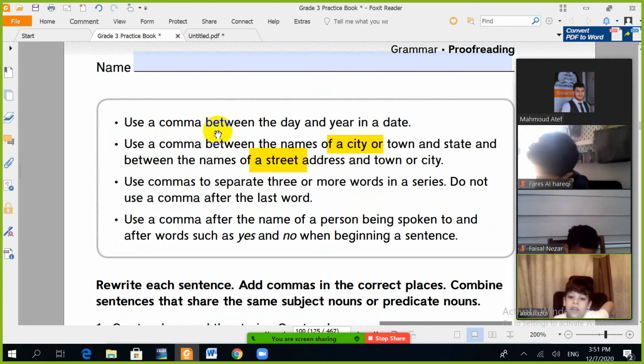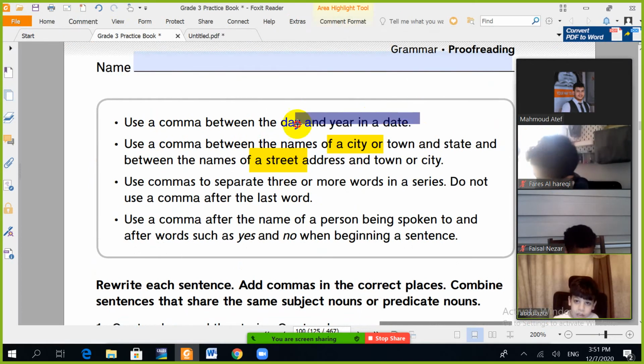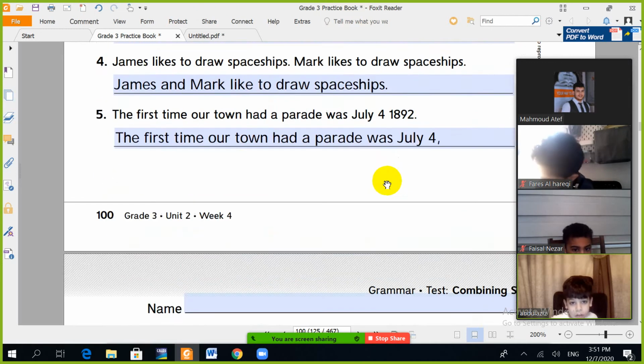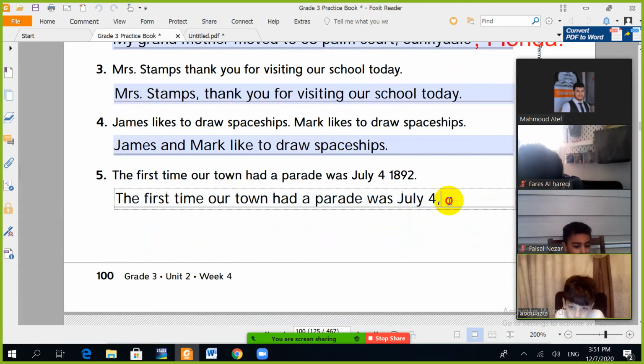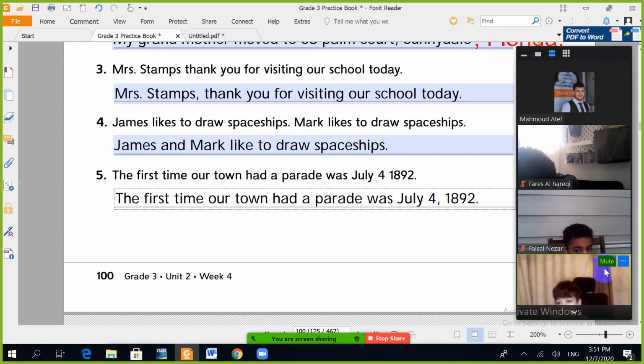Look here: use a comma between the day and the year. Here we have the day. After the day, it's the 4th of July. Then we write the year, 1892. That's right. Thanks, Abdulaziz.